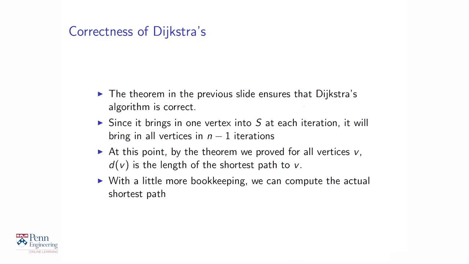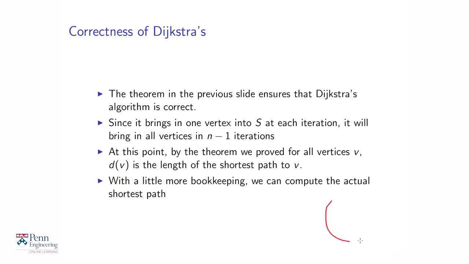How do you do that? Whenever we change D of u because some vertex v was brought onto the source side, we update something like the parent of u to be v. We always remember which vertex is causing the current value of D of u.